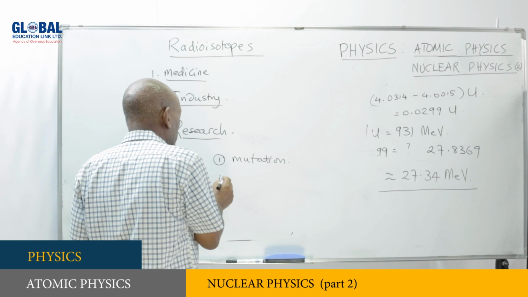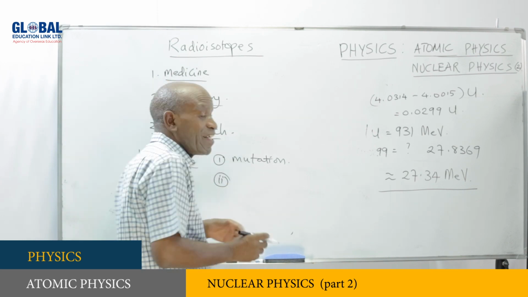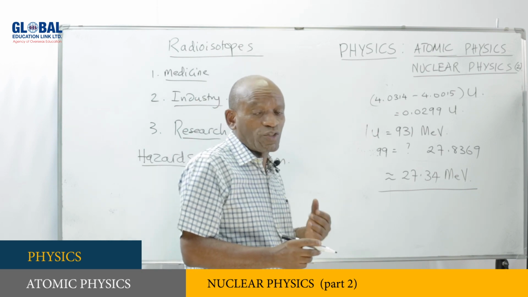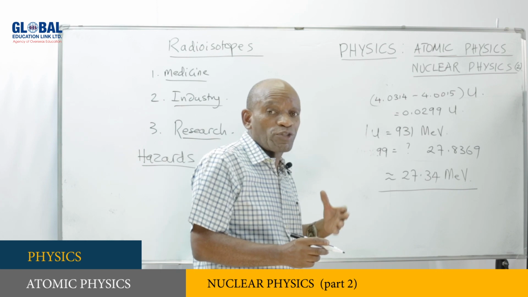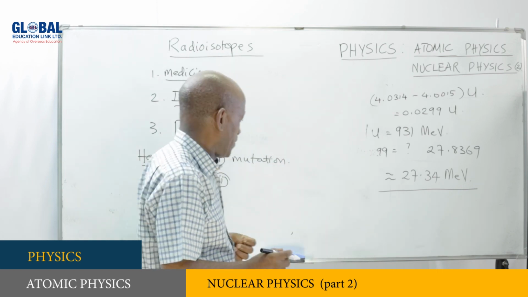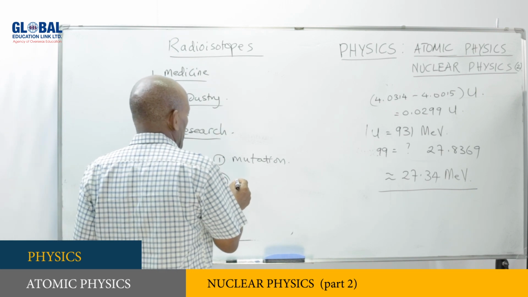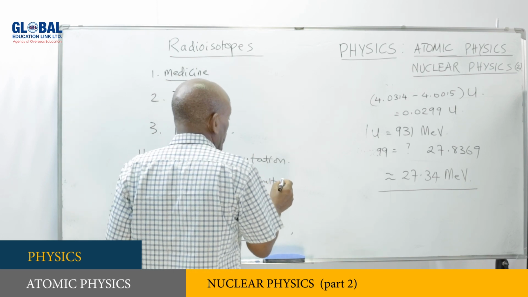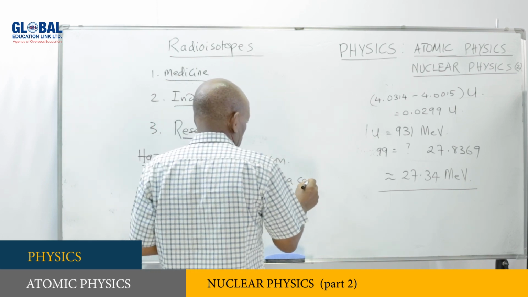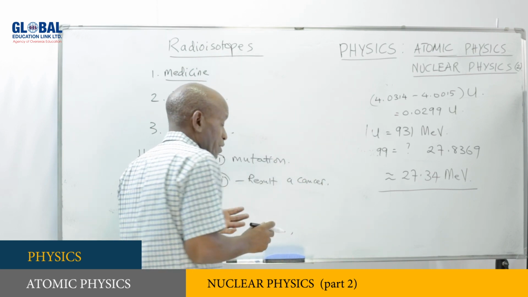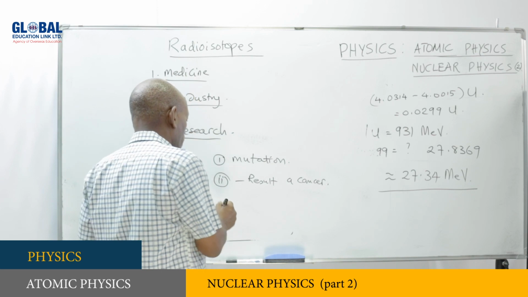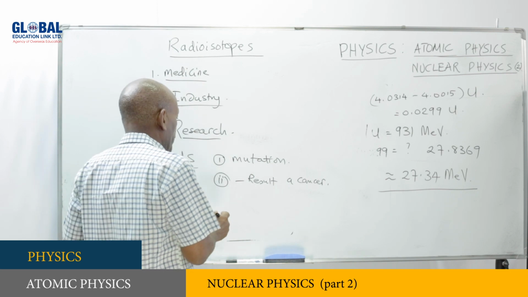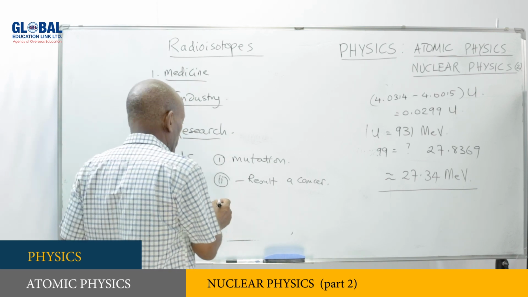Sometimes this radiation, if it interacts with the DNA of your cells, can make some cells cancerous. So it can lead you to get cancer. It can cause cancer in somebody who has received excessively a very big dosage of radiation produced by the radioisotope.